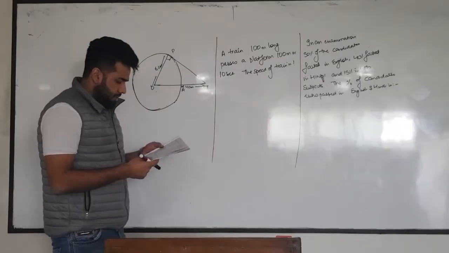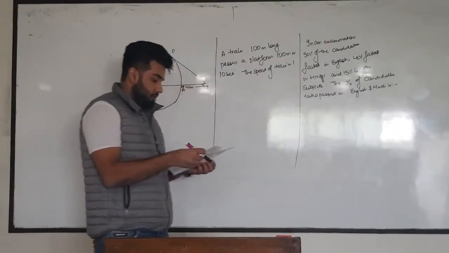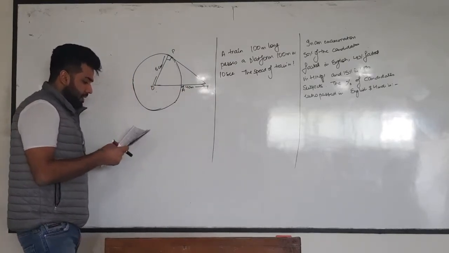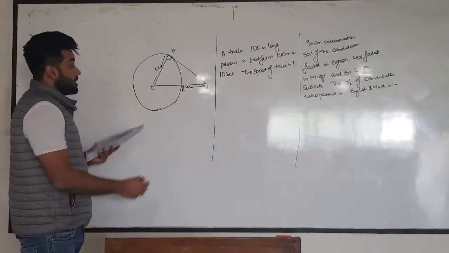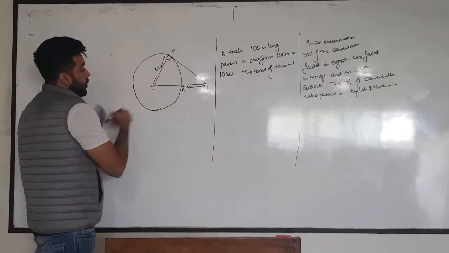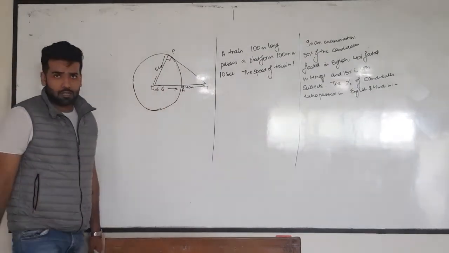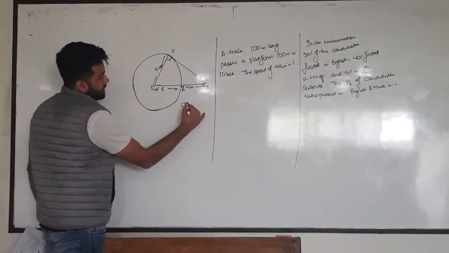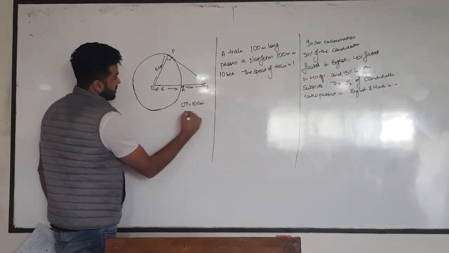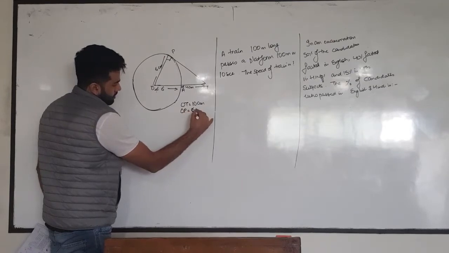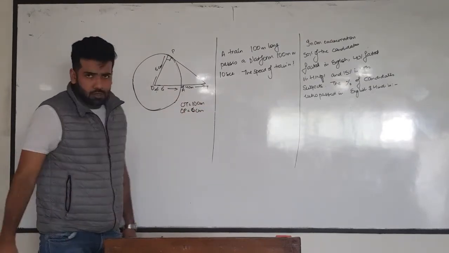Okay, I'll start with another very easy question that I saw here. In the given figure below, the radius of the circle is 6. That means OP and OA both are 6. It's given AT is 4 centimeters. So that means OT is a total of 10 centimeters. OP is 6 centimeters.